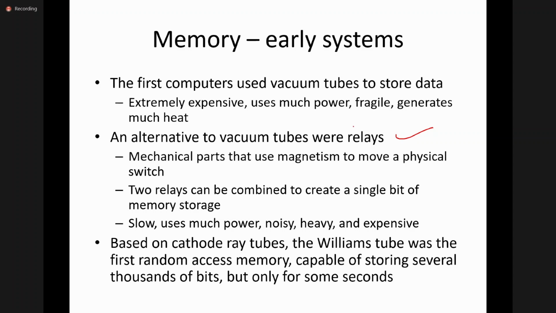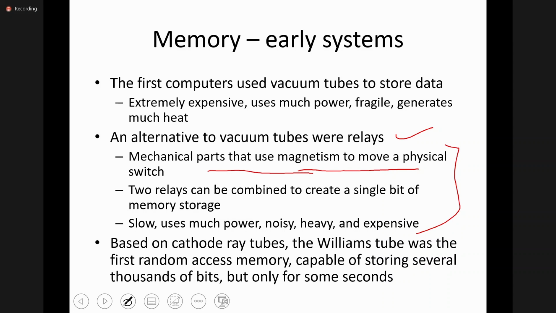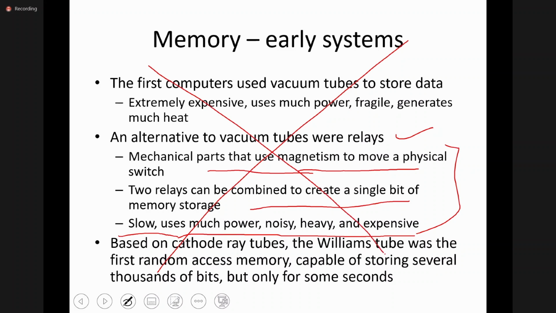So the alternative to vacuum tubes: mechanical parts use magnetism to move physical switches. Two layers can be combined to create a single bit of memory. Also, it was slow, used much power, and was noisy, heavy, and expensive. But all of these have now gone.